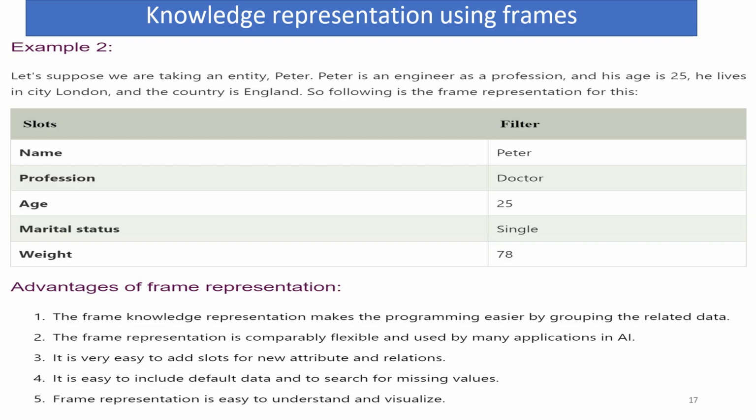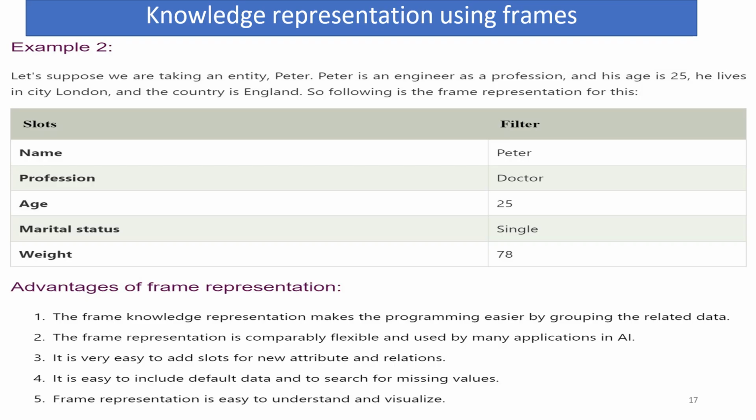This frame helps an AI system quickly retrieve information about Peter without searching through many separate facts. The advantages of this type of frame are, first, easier programming: related information is grouped together in one frame, so all the details of Peter are stored in a single frame instead of multiple statements. Second is a flexible structure: new attributes can be added whenever needed. For example, add a new slot, nationality, which is British. It is easy to add new information, and slots and values can be modified without affecting other data.